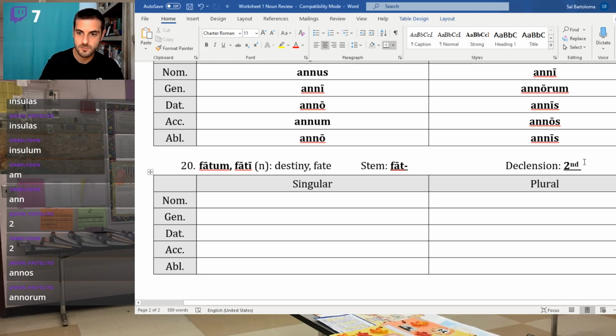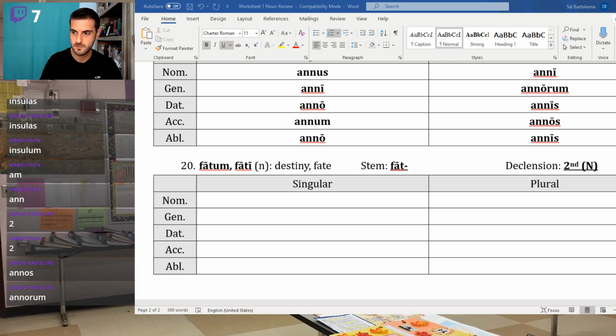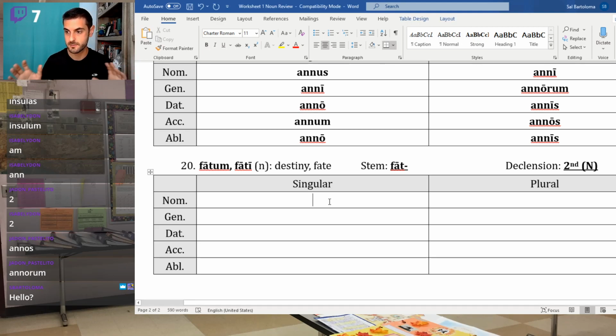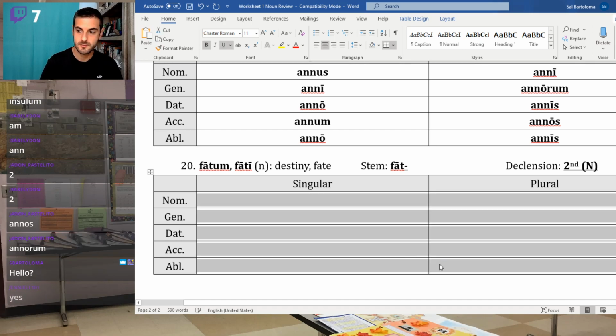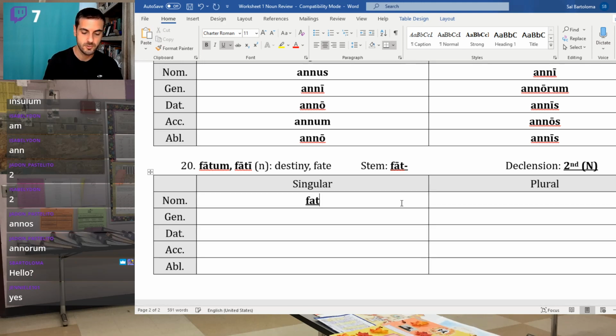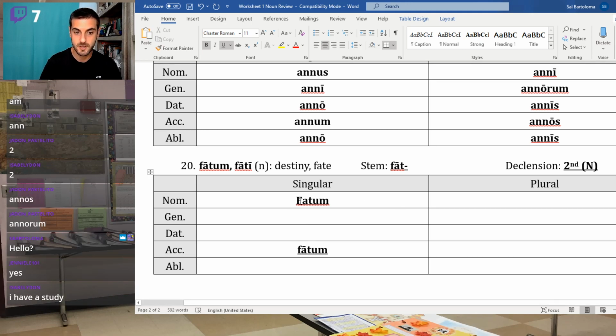All right, fatum is neuter, right? And when we get into neuter nouns, there are a couple of little tricks to neuter nouns, okay? The trick with neuter nouns is that nominative and accusative are always the same. So I recommend if you're doing a neuter noun to just fill those two boxes in first, just to remind you, okay?